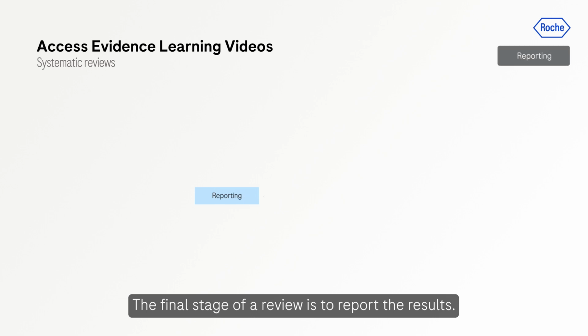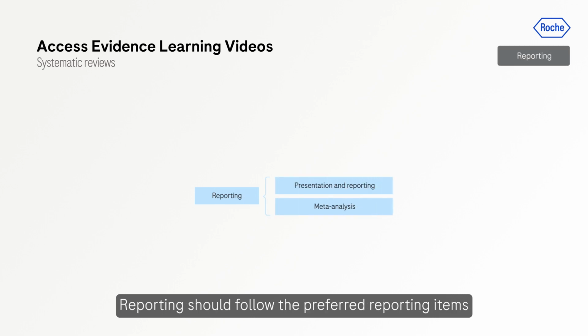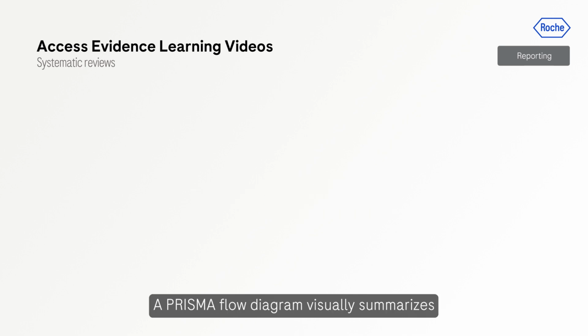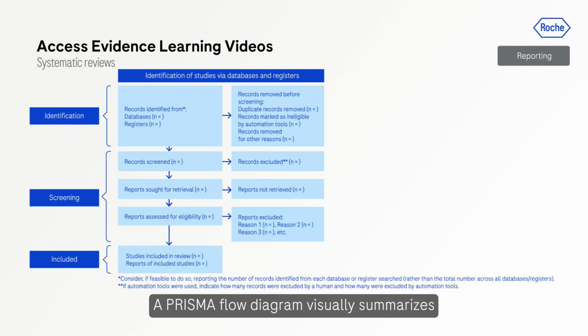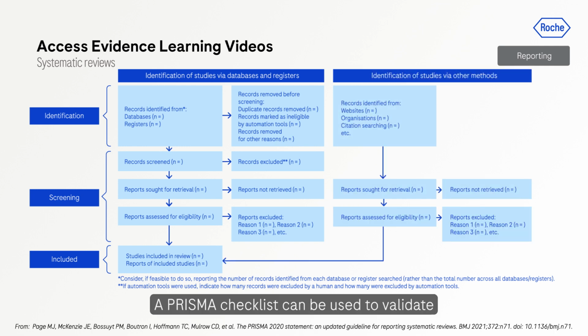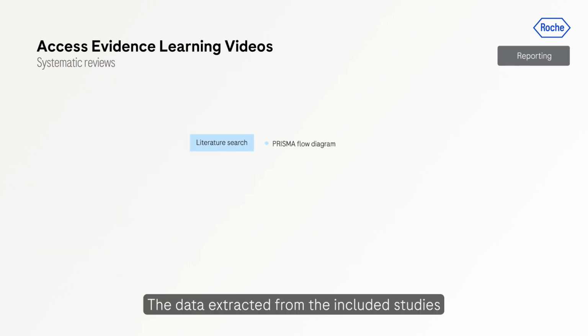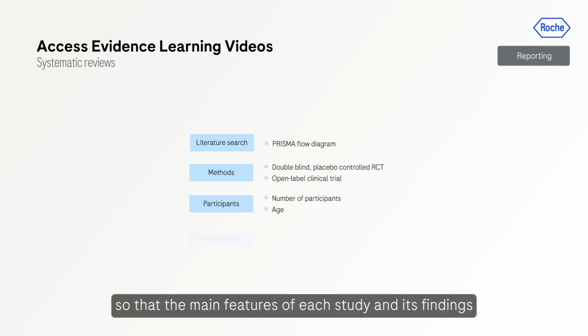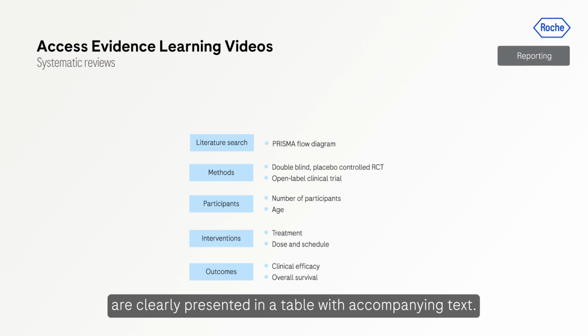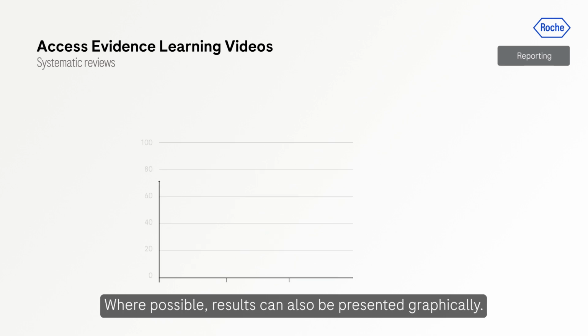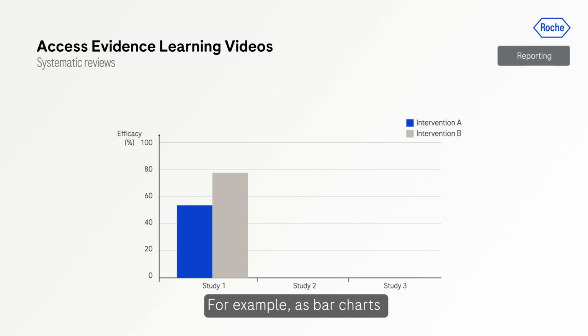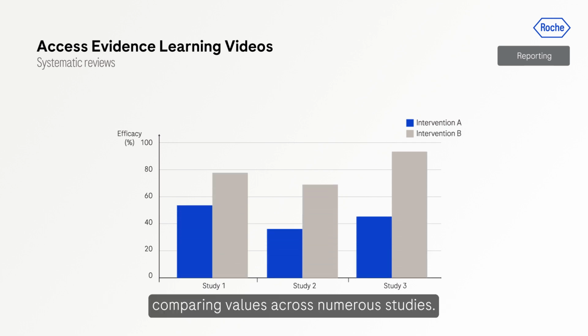The final stage of a review is to report the results. Reporting should follow the preferred reporting items for systematic reviews and meta-analyses guidance. A Prisma flow diagram visually summarizes the results of the screening process. A Prisma checklist can be used to validate that the systematic literature review report contains all relevant information. The data extracted from the included studies should be reported systematically so that the main features of each study and its findings are clearly presented in a table with accompanying text, where possible. Results can also be presented graphically, for example as bar charts comparing values across numerous studies.